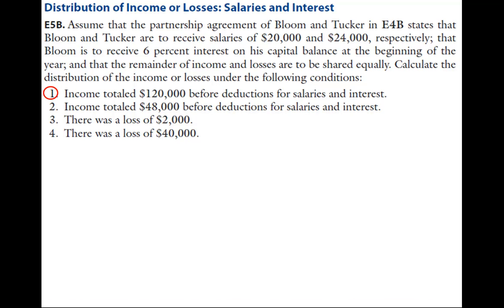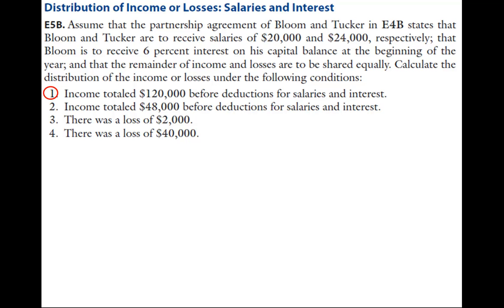In this example, we are going to look at the distribution of income or losses that include salaries and interest. We are going to assume that the partnership agreement of Bloom and Tucker in E4B states that Bloom and Tucker are to receive salaries of $20,000 and $24,000 respectively, meaning that Bloom will receive a $20,000 salary and Tucker will receive a $24,000 salary. Bloom is to receive 6% interest on his capital balance at the beginning of the year, and the remainder of income and losses will be shared equally.